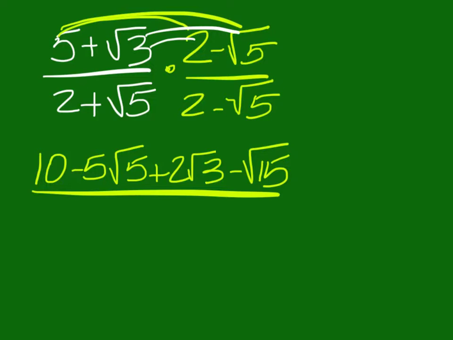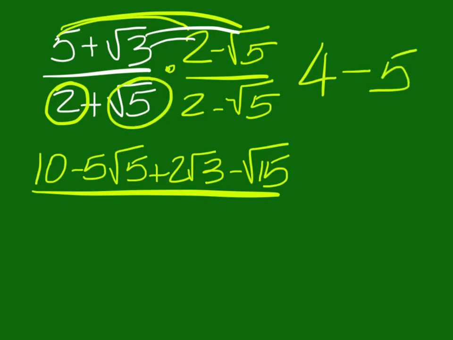On the bottom, 2 squared is 4. Square root of 5 squared is 5. 4 minus 5 is a negative 1. Check out your radical elements here. This, this, and this are all simplified. You can't do anything more with them.